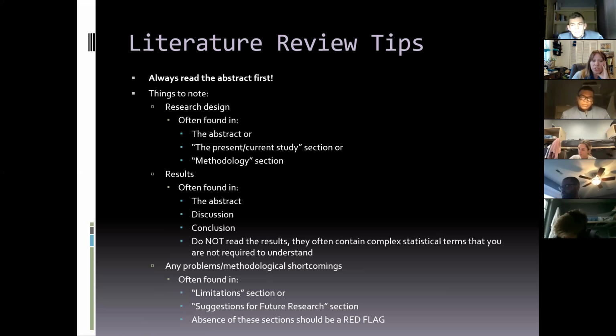So then when we start going through looking for the specific things I'm talking about, the research design, the results, and the limitations, starting with the research design. Again, start with the abstract. You might find some of the research design or all of it, or maybe none of it. If you can't find all of it in the abstract, the next section you want to look for is something called the present study, the current study, data and methods, research design, methodology, anything that indicates that they're about to tell you how they did their research.